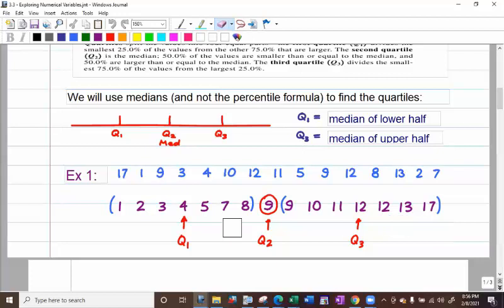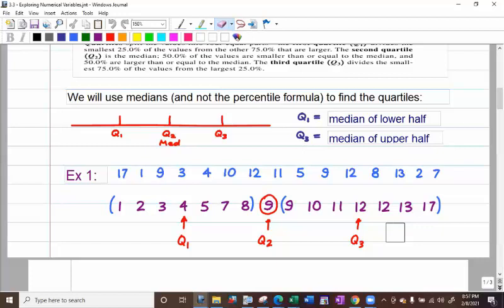Okay, so I sorted this one and I found 9. Now, one thing that's very important here is I want to make sure that I have the same number of values to the left and right of 9. I count 7 numbers to the left of 9. I count 7 numbers to the right of that 9. Okay, so that's what I want. That's for sure my Q2. My median is 9.